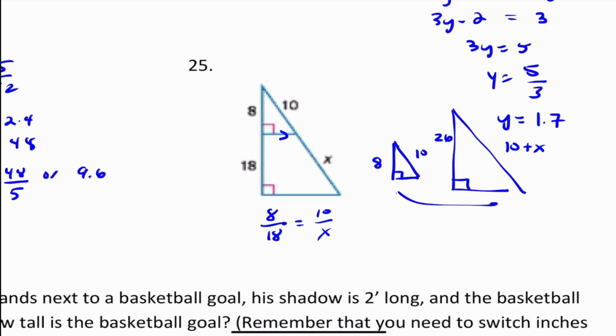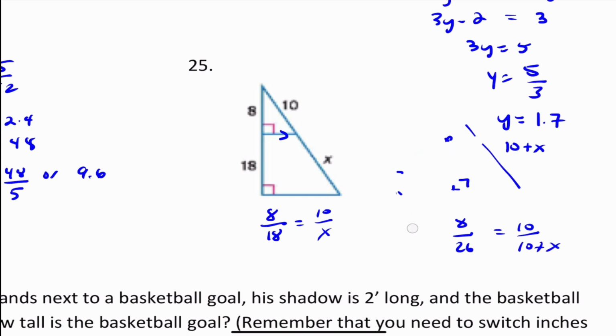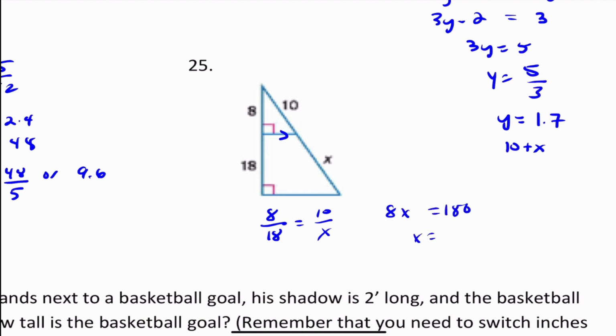For this, you can do 8 over 26 equals 10 over 10 plus x, and you should get the same answer. But this looks a little complicated, so I just showed you unintentionally what ways that you can approach this problem. So let me do this because I can say, oh, okay, 8 times x is 8x, and then 18 times 10 is 180. So x should equal 22.5.